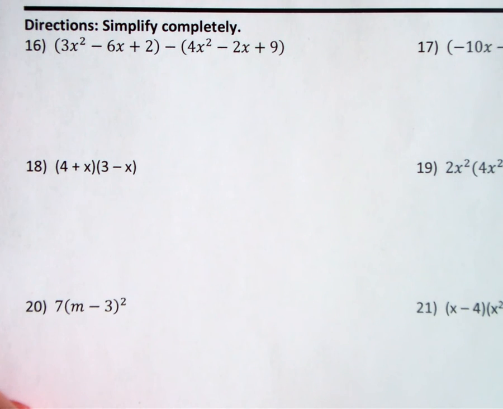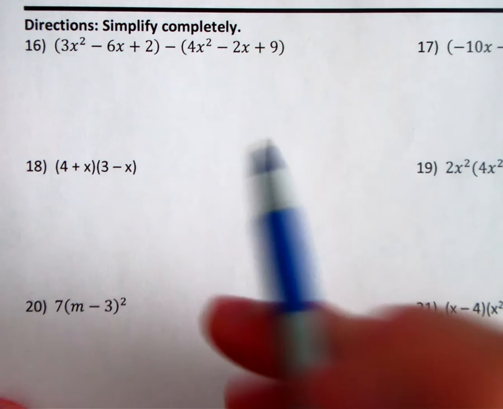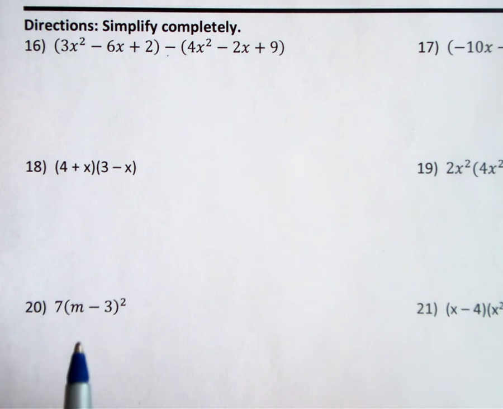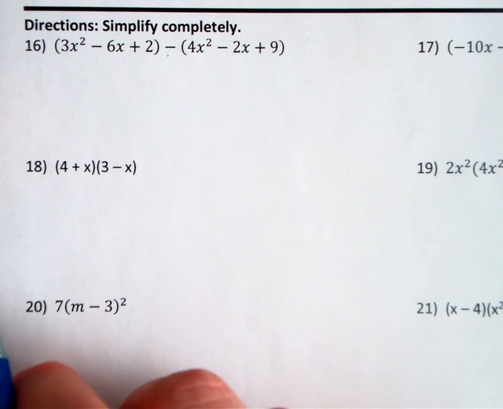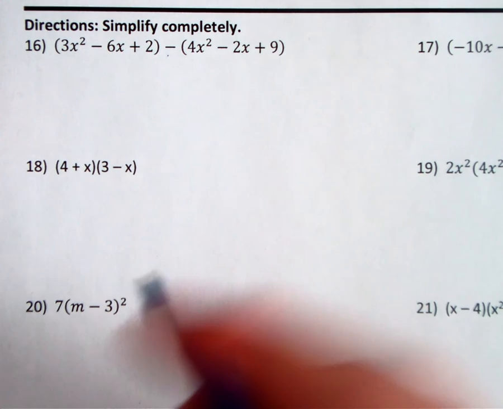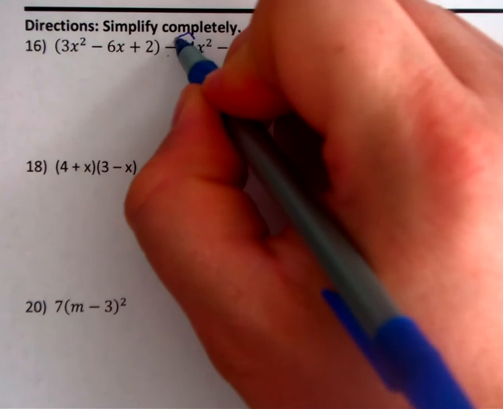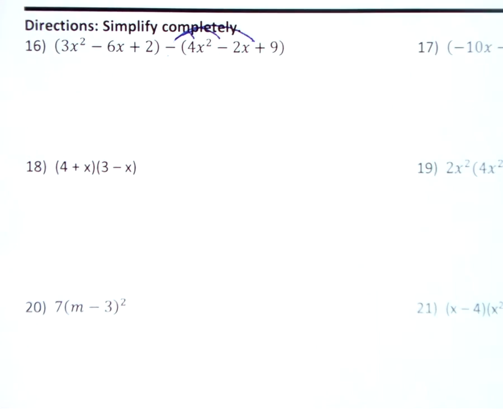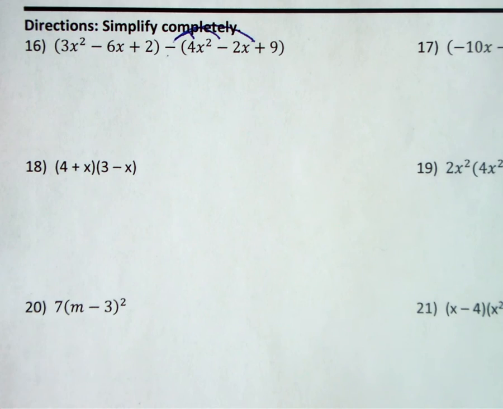All right, now we're starting to deal with some more polynomials. Here we have a subtraction sign between two polynomials. So in order for me to do anything with this polynomial, I want to first distribute that subtraction sign to every term inside that polynomial.